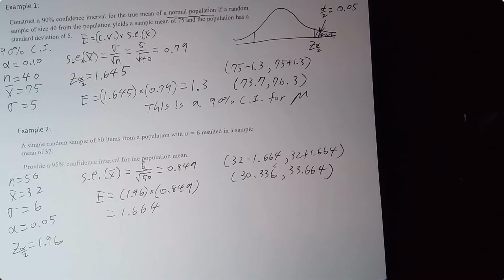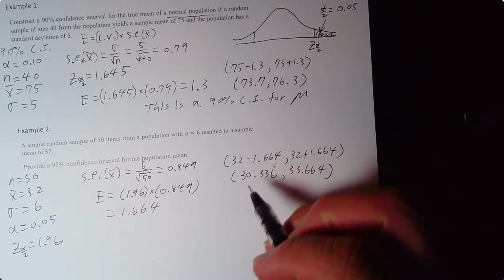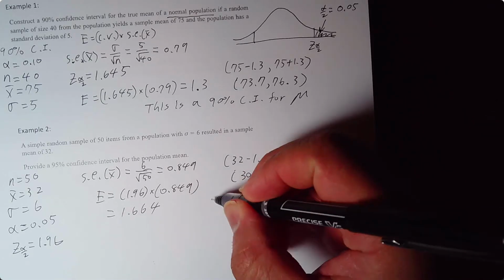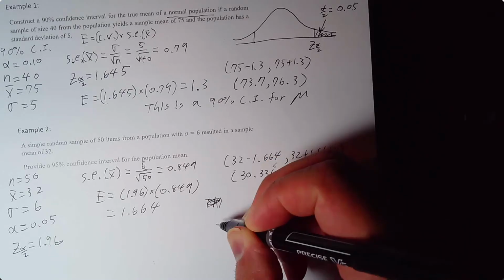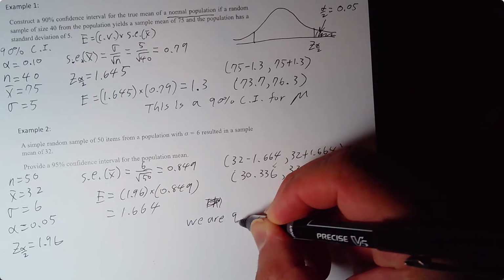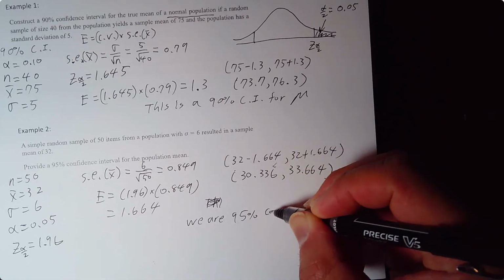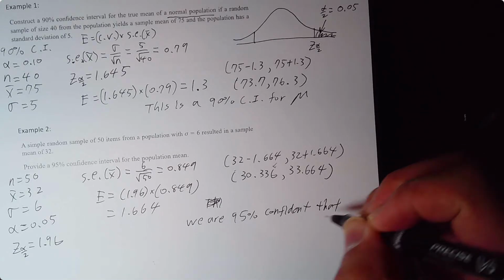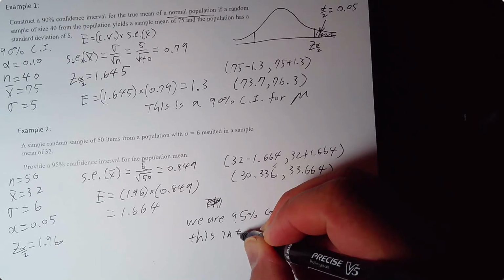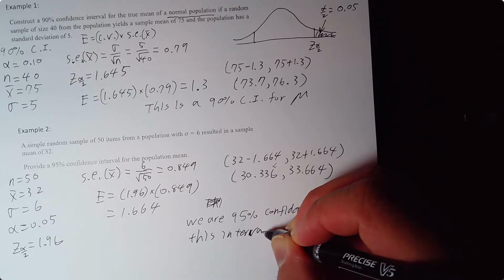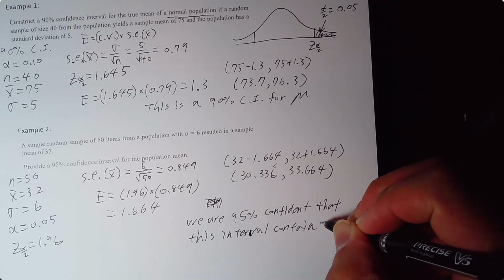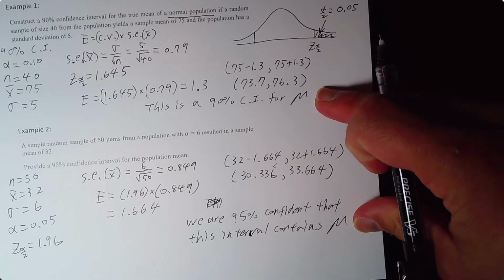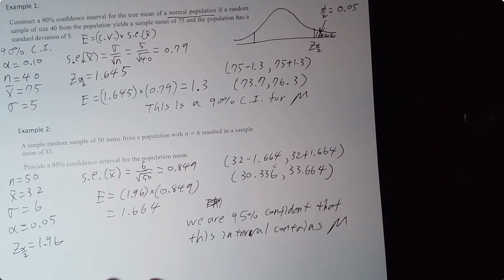We can make the statement either by saying this is a 95% confidence interval for mu, or we can also say we are 95% confident that this interval contains mu. So you can feel free to express and describe a confidence interval in both of these ways. Both of these ways are fine.